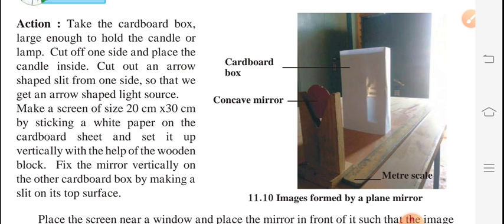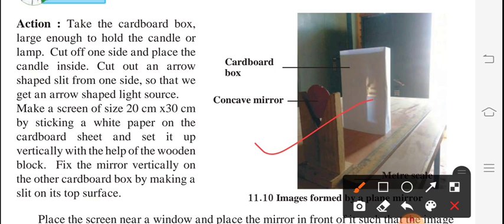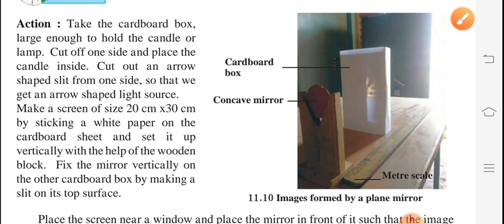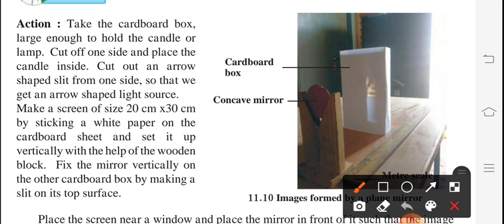You can observe that arrangement with this diagram. This is a cardboard box. Inside that we kept a candle. Cut out a narrow slit from one side so that we get an arrow shaped light source. Here you can observe in this figure.